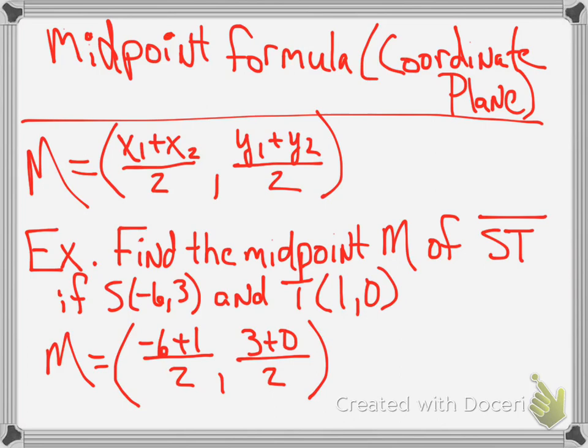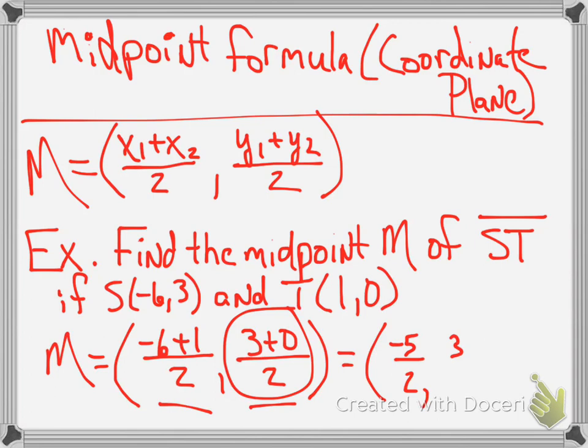Now, if you want to do that on the calculator, remember you'd have to do each one of these separately. And if you want this little fraction, Control Divide would allow you to do the fraction, at least on the Inspire. So, negative 6 plus 1 divided by 2 should give me negative 5 divided by 2, which I'm going to leave as a fraction. 3 plus 0 is 3, divided by 2 is just 3 over 2, and I would leave that as a fraction, and I'm done.